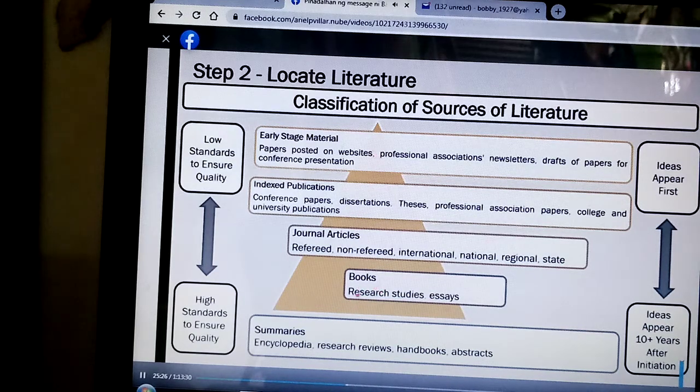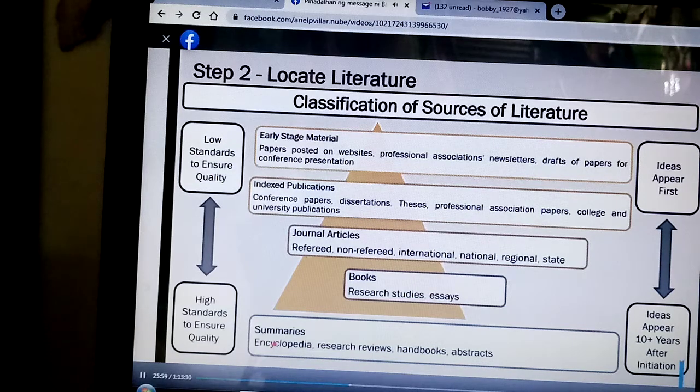We have books, research studies, and essays. And of course, the highest standard ay galing siya sa mga summaries like encyclopedia, research reviews, handbooks, and then mga research abstract. So if you note very well, according to Creswell, yan. So ideas that appear first, yung medyo maaga-aga pa, low standard siya. Pero yung mga 10 years na, sila yung mga high standards, no? So you can choose from the different sources, from the low to the high standards.